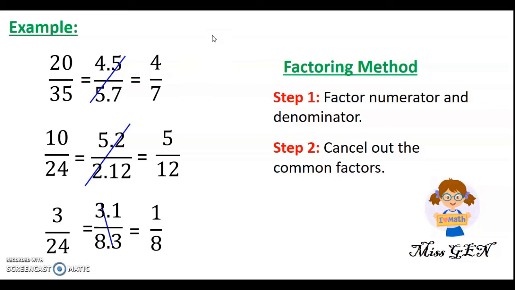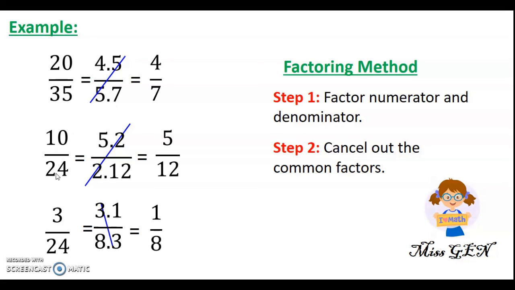Here guys, if you know how to get the greatest common factor, it will be easy for you. Here, I know that 5 is the greatest common factor of 20 and 35. So you can simply use the division method in simplifying fractions. 20 divided by 5 is 4 and 35 divided by 5 is 7. So it will give you the same answer.